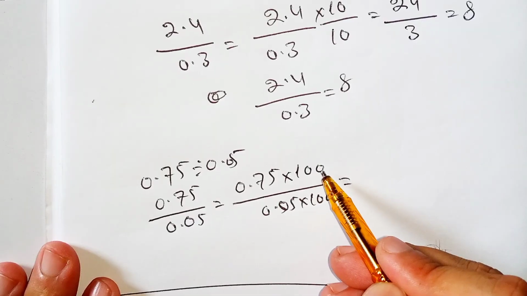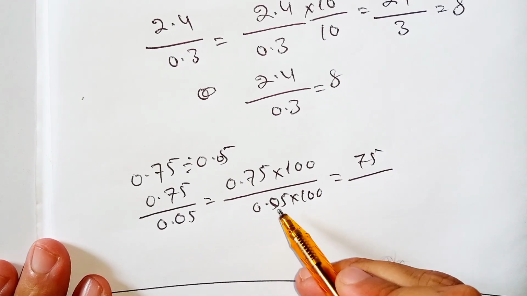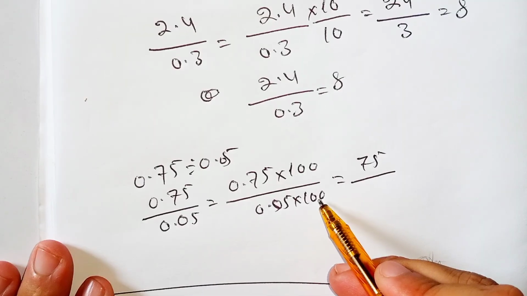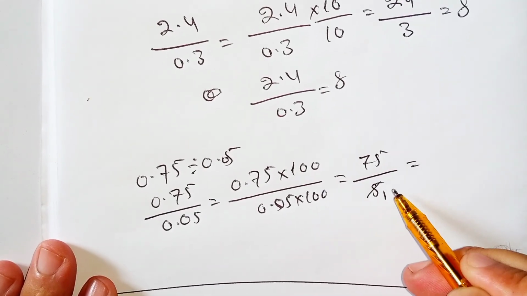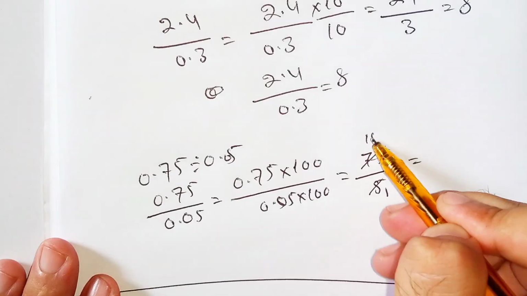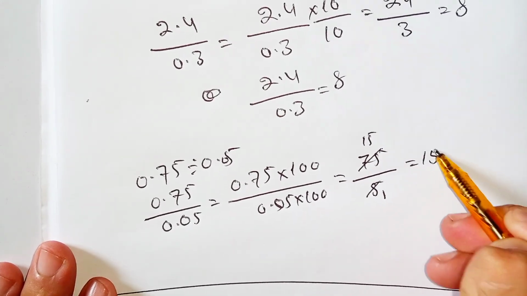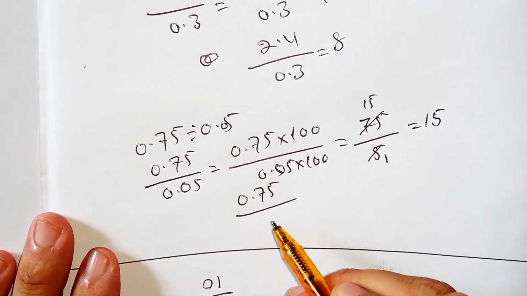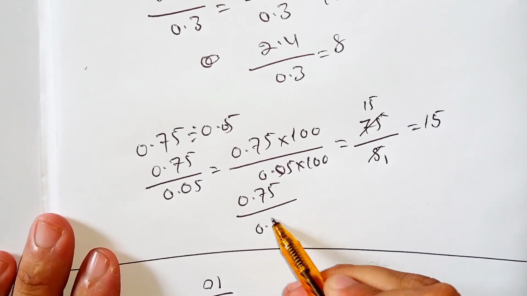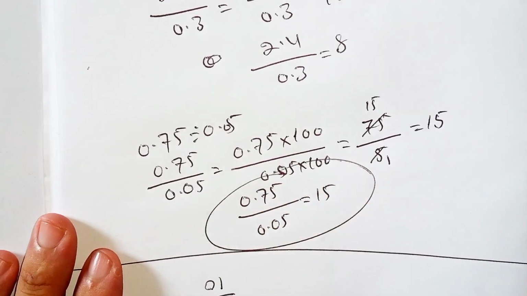0.75 multiplied by 100 is equal to 75, right? And 0.05 multiplied by 100 is equal to 5. So 5 times 1 is 5, and 5 times 15 is 75. Alright, so the answer is 15. So we can say that 0.75 divided by 0.05 is equal to 15. That is the final answer.